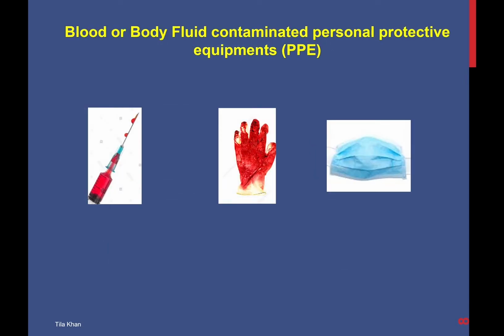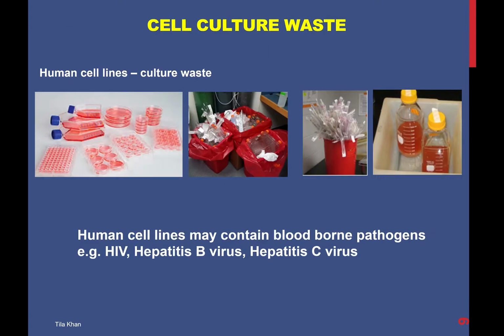Blood or body fluid contaminated personal protective equipment may also carry blood-borne pathogens, so these must be disposed of in a proper way. Many labs in IIT Kharagpur have cell culture facilities. The cell culture waste is also a biomedical waste coming from research, since human cell lines may contain blood-borne pathogens such as HIV, hepatitis B, and hepatitis C virus.